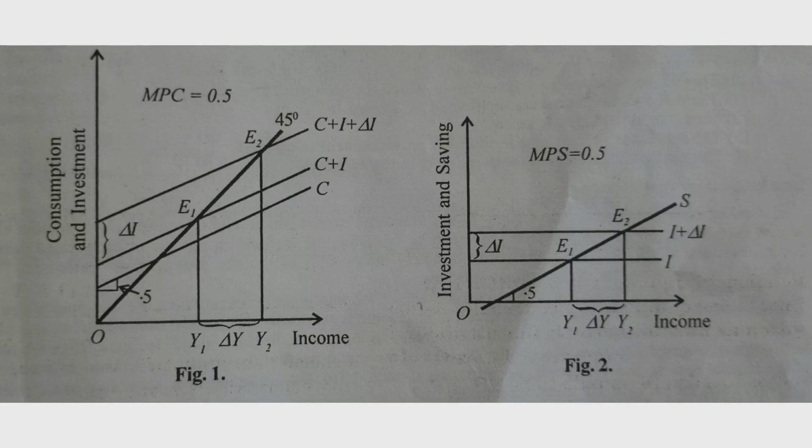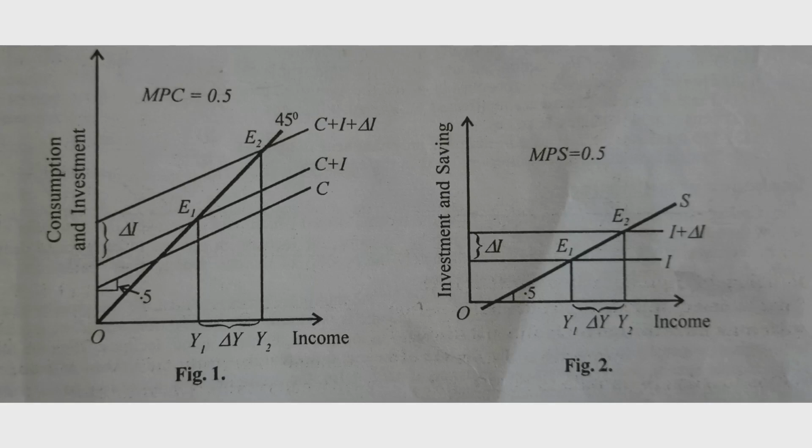This is shown in figure 2. S is the saving function with a slope of 0.5 to show the marginal propensity to save of 1/2. I is the old investment curve which cuts S at E1, so that OY1 is the old equilibrium level of income. The increase in investment, change in I, is superimposed in the shape of a new investment curve, I plus change in I, which is intersected by the S curve at E2 to give OY2 as the new equilibrium level of income.